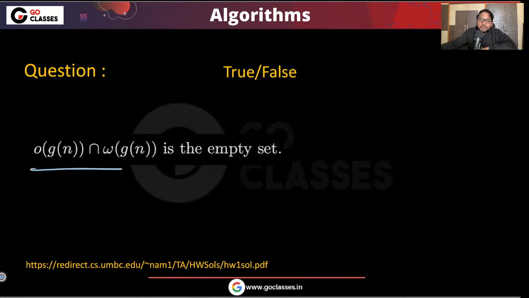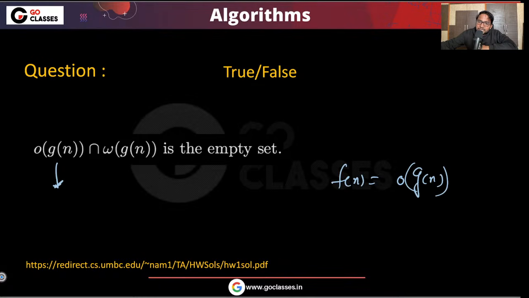Let's just see this. This is the empty set. What do you think? Here they are saying this is the set of all functions which is interesting. Let's suppose this is fn, fn equal to small o of gn. Then it means that fn is strictly lesser than gn. So this is the set of all functions which are greater than gn and lesser than gn.